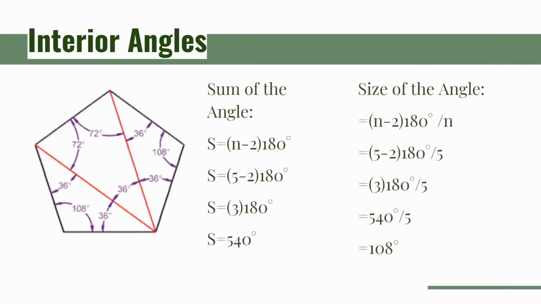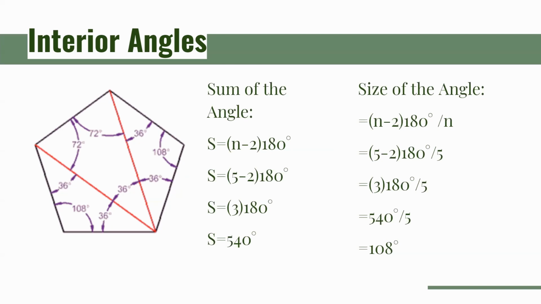Now, for us to find the sum of the angles, we have to use the formula S = (n - 2) × 180 degrees, where n is the number of sides of a polygon. So we substitute 5 for n since a pentagon has 5 sides. Now we have (5 - 2) × 180 degrees, which gives us 540 degrees.